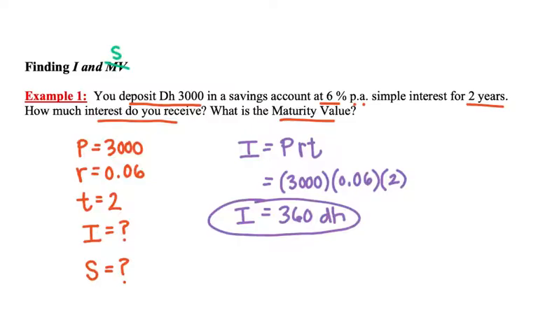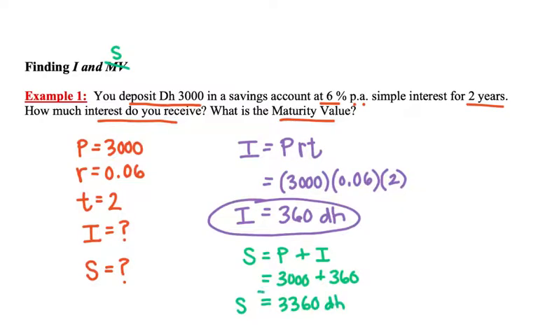Now the second part of the question, they're asking for the maturity value, so we call that S. S is equal to the principal plus the interest earned. The principal is 3,000. The interest earned that we just calculated is 360. So the future value is 3,360 dirhams. So we put 3,000 in the bank, and then later when we took it out, we took out 3,360 dirhams.